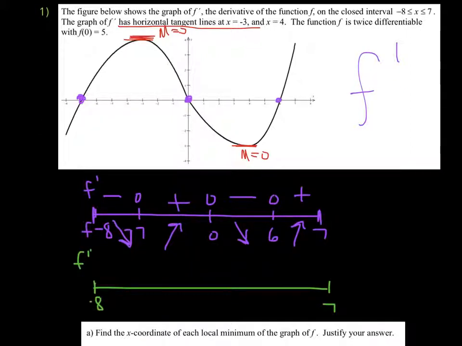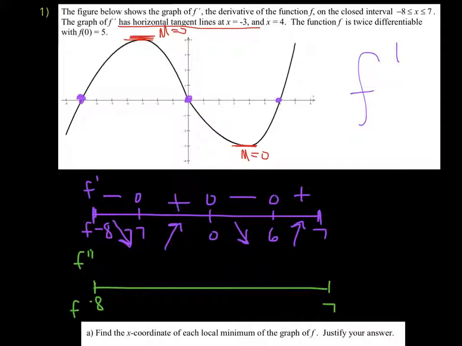Okay, so remember, the sign chart for f double prime is going to communicate to us about concavity, and from that we're going to be able to learn about inflection points. So how can I get information about f double prime?